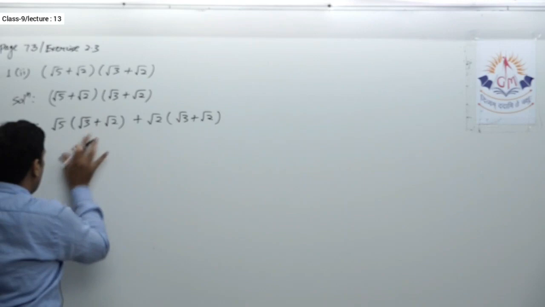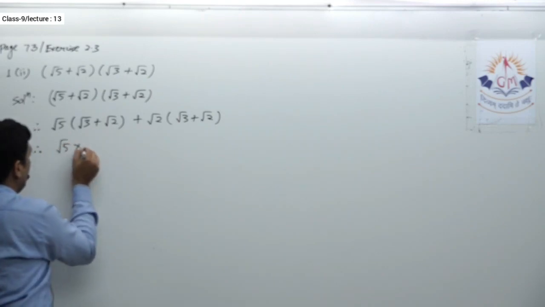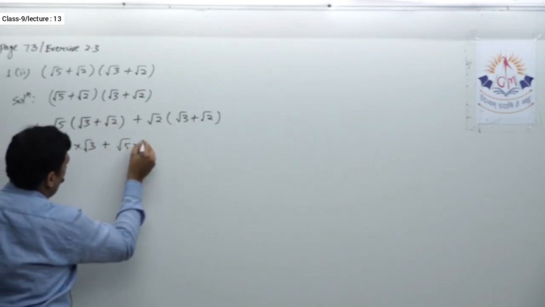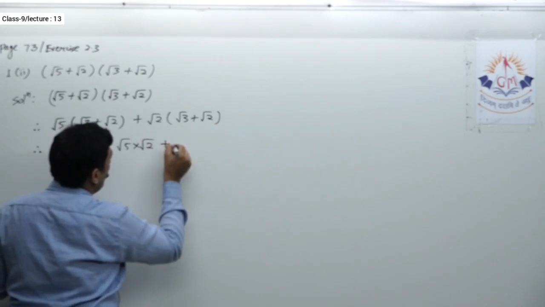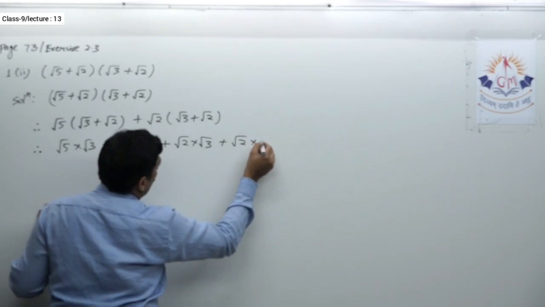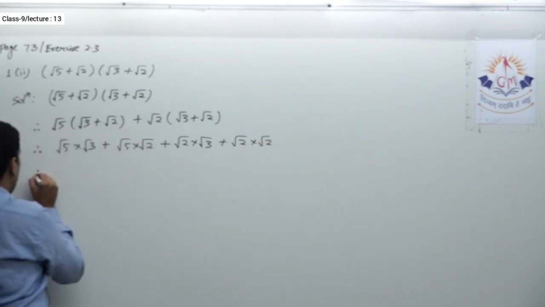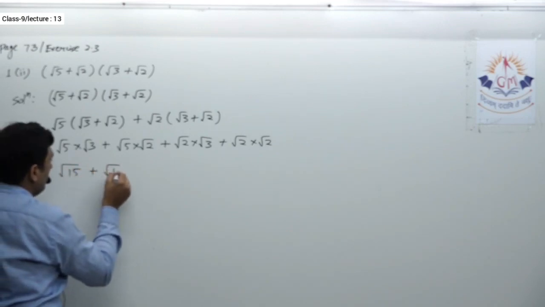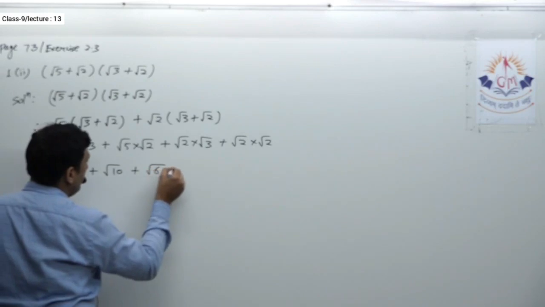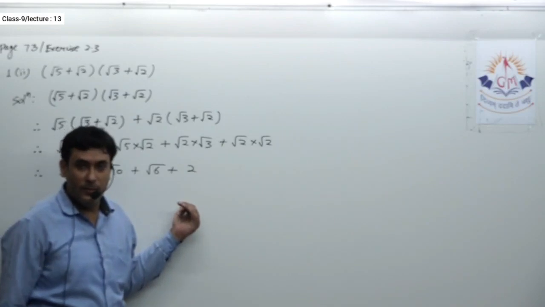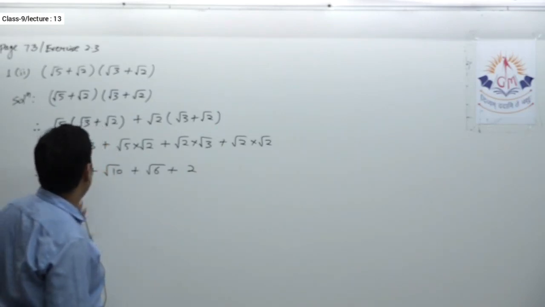Now root 5 multiplied by root 3, so root 5 into root 3 plus root 5 multiplied by root 2, plus root 2 multiplied by root 3 plus root 2 multiplied by root 2. So root 5 multiplied by root 3 is root 15 plus root 10 plus root 6 plus 2, or root 4. If you write root 4, ultimately that will become 2. So this is the final answer: root 15 plus root 10 plus root 6 plus 2.